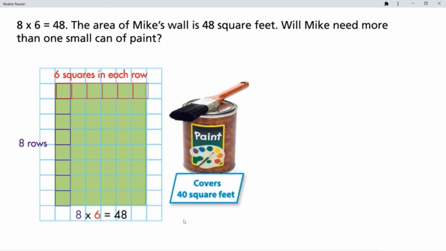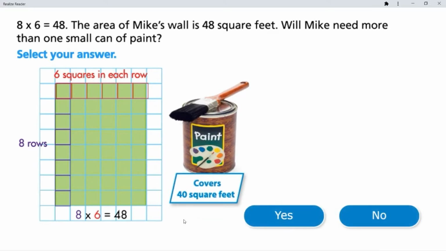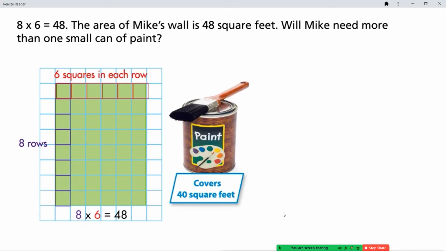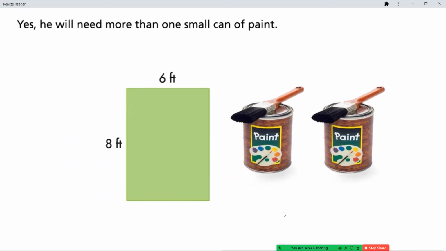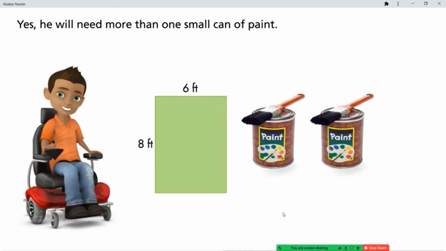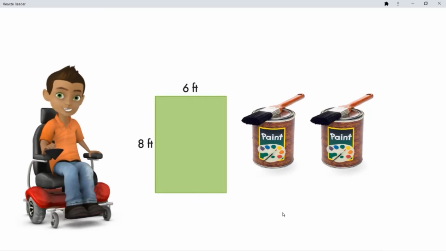Will Mike need more than one small can of paint? Select your answer. So let's stop and think for a moment. If that can of paint covers 40 square feet only, and his wall is 48 square feet, we know that he will need some more paint to cover it because he'll only be able to cover 40 out of the 48 square feet of his wall. Yes, he will need more than one small can of paint. Now you know different ways to find the area of a figure.